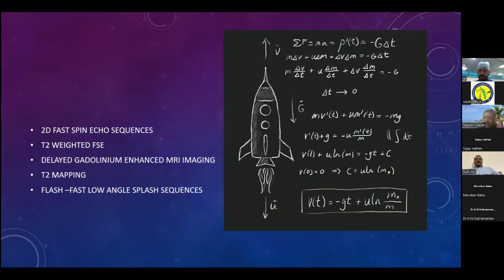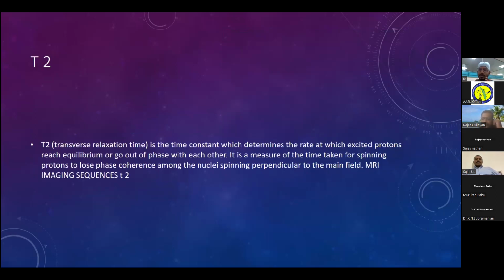So I'm not going for this rocket science, and I just checked what is T2. So this is the definition of T2. That is the transverse relaxation time. It's a time constant which determines the rate at which the excited protons reach equilibrium or go out of phase with each other and all. So this is too much. I think we shouldn't read this too much because it might completely knock us off.